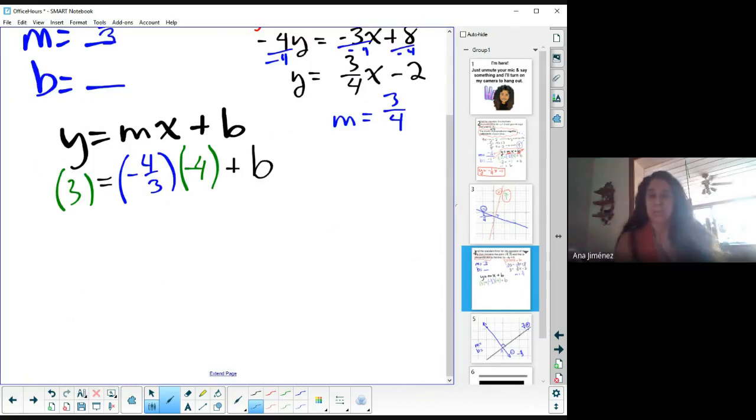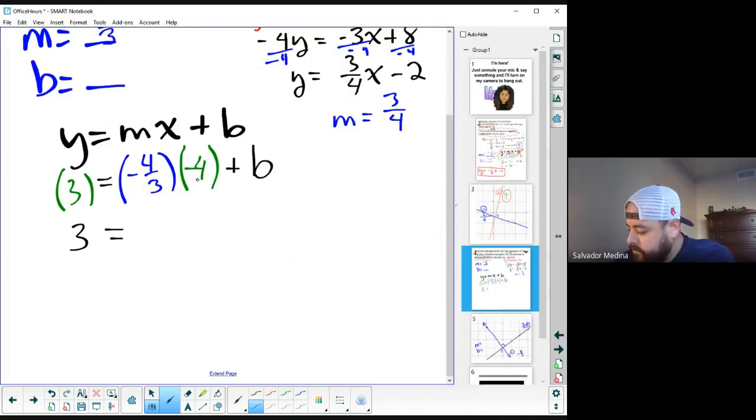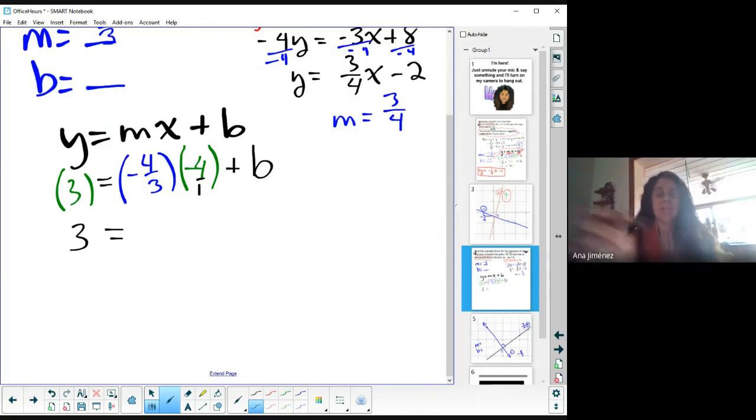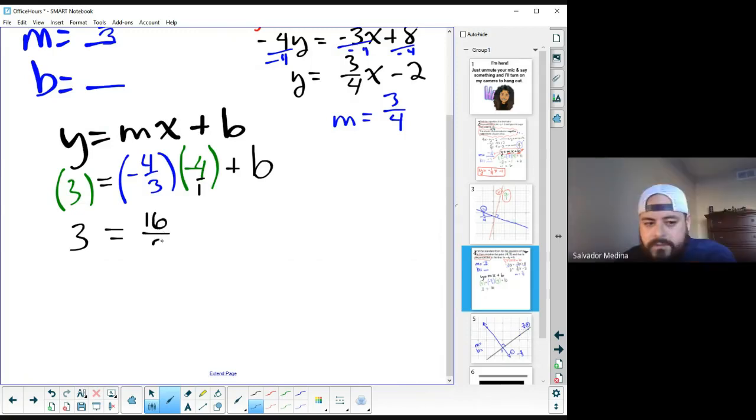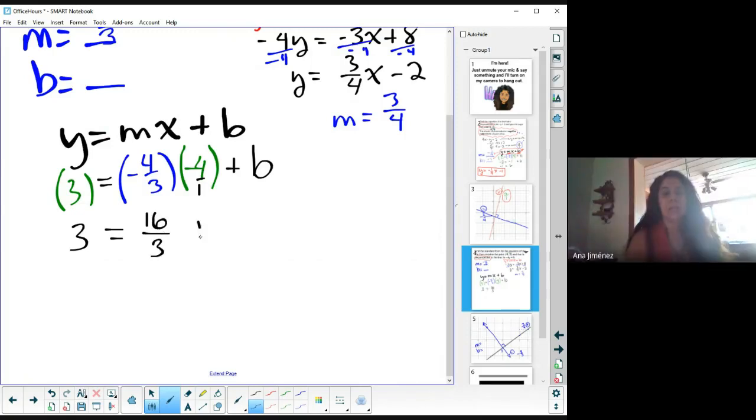And so now I just need to solve for b. I don't need the parentheses around the 3, so I'll leave that alone. Equals. A negative times a negative is a positive, right? And that's -4/1. Nothing cancels. It becomes a positive. Multiply straight across. So 16/3. That's what I'm getting. Plus b. All right. Still need to solve for b. So -16/3, because I have to subtract that from both sides.